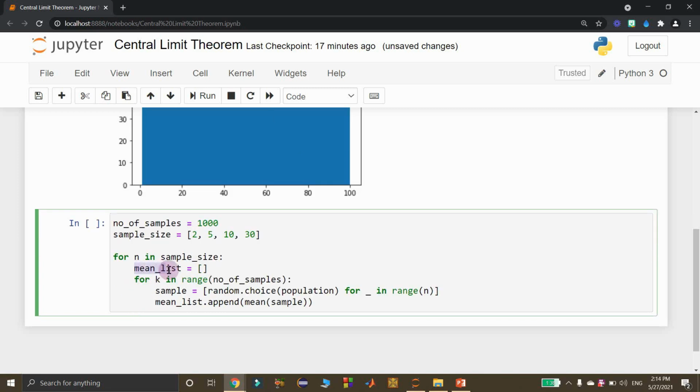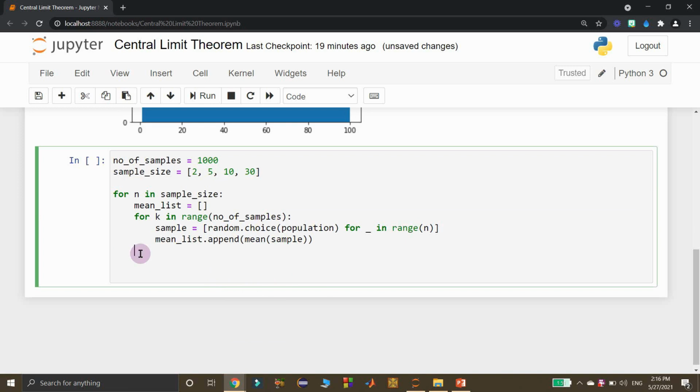Now I am considering the empty list, mean list, which will have the list of all the sample means. Now I am considering a for loop. That loop will be repeated for 1000 times in our case, where 1000 is our number of samples. That means in each iteration it will consider a sample of size n, and then it will find out the mean, and that mean will be appended to the mean list. After the termination of this particular for loop, the mean list will have the list of all the 1000 means by considering the sample size n.